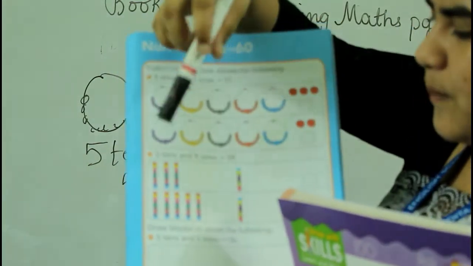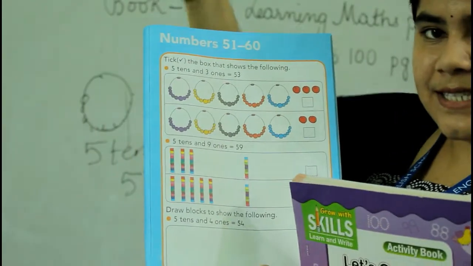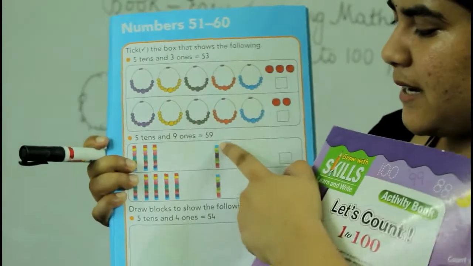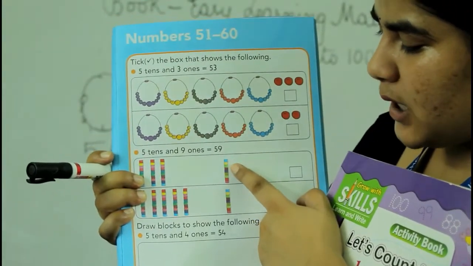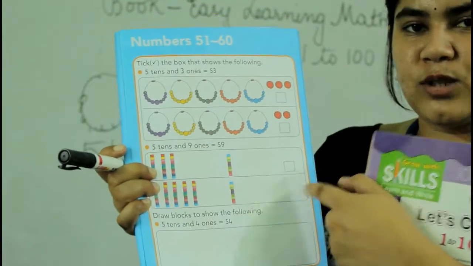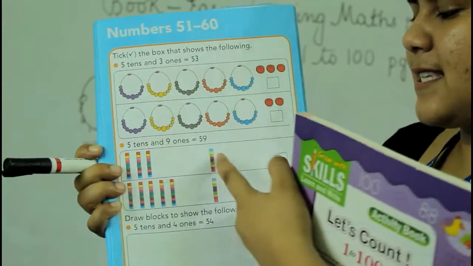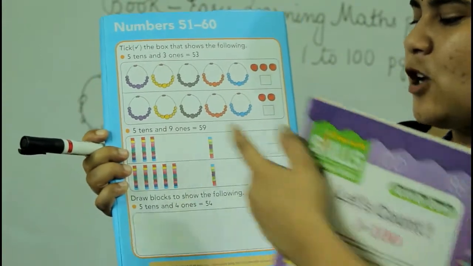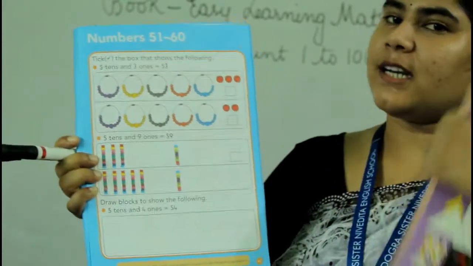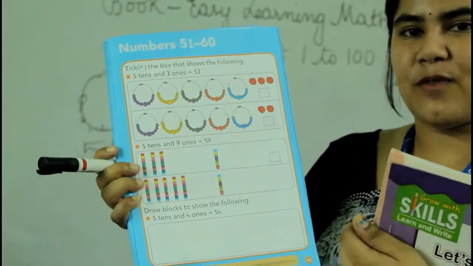Here also 3 towers of tens. Here there are 10 beads, there are total 3 towers, and here 1 2 3 4 5 6 7 8 9. So total 9 loose beads are there, that means 5 tens and 9 ones equals 59. So here in this way you are going to complete this page as we have already done in the previous class also, tens and ones.